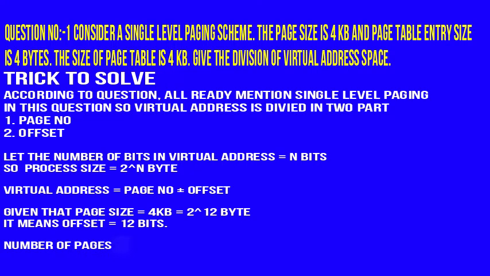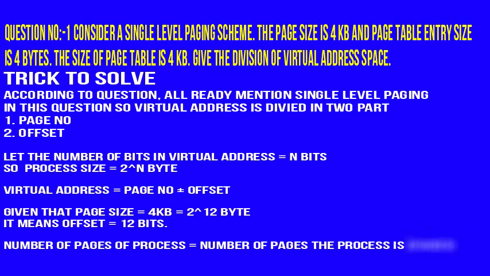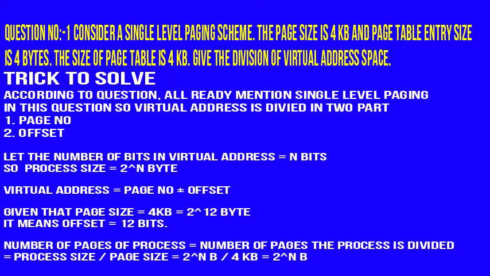It is also given that page size equals 4 kilobyte. Converting 4 kilobyte into bytes gives 2 to the power 12 byte. It means the offset is 12 bit. Then the number of pages the process is divided into equals process size divided by page size. Process size we found is 2 to the power n byte divided by 4 kilobyte. It means 2 to the power n byte divided by 2 to the power 12 byte equals 2 to the power n minus 12 pages.